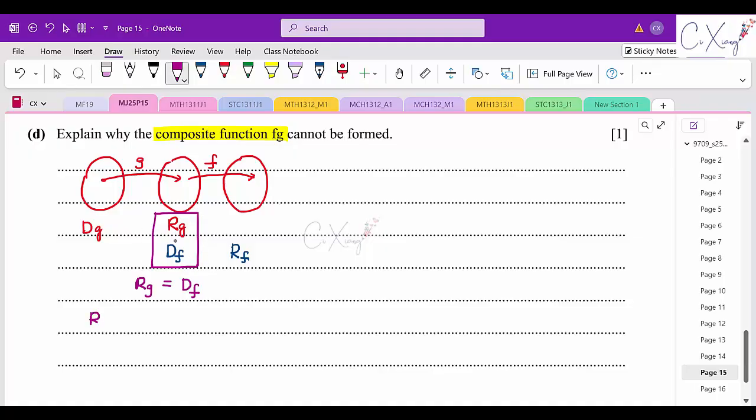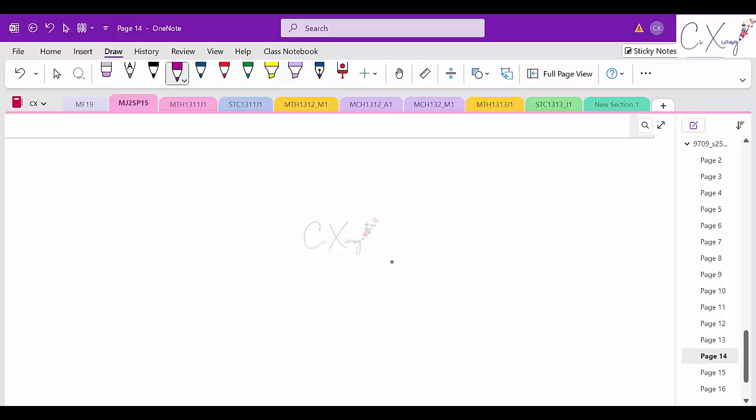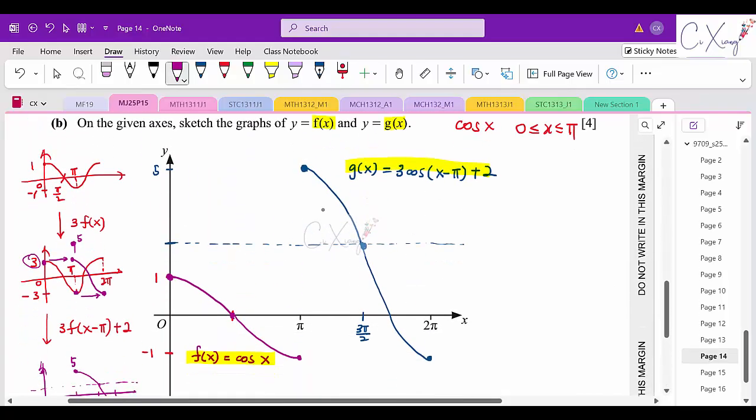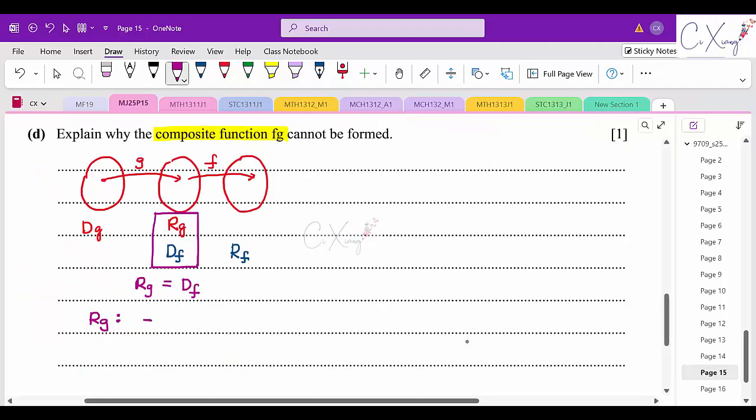Let's figure out what the range of g is first. In part B just now, we sketched the diagram, and from the diagram, you will know the range of g. It is from -1 to 5. So let me write it out first. It will be from -1 to +5.